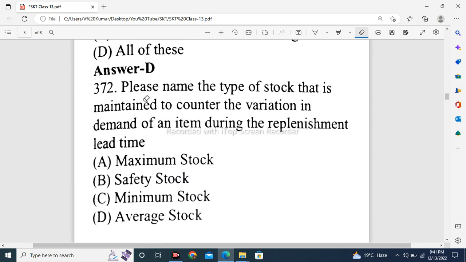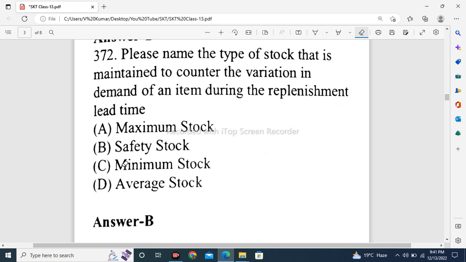Next, please name the type of stock that is maintained to counter the variation in demand of an item during the replenishment lead time. A. Maximum stock, B. Safety stock, C. Minimum stock, D. Average stock. Answer is B, safety stock. Safety stock is maintained to counter the variation in demand of an item during the replenishment lead time.